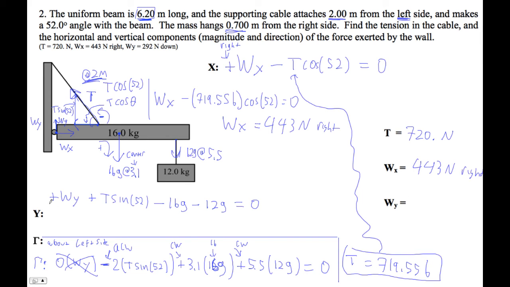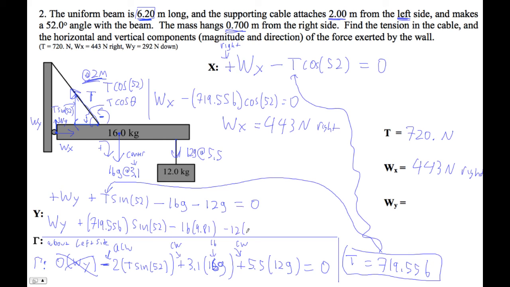Okay, so now let's figure out what the wall is in the y direction. So we go wall in the y plus, and then I can take that number and plug it in here, right? 719.556 sine of 52 minus 16 times 9.81 minus 12 times 9.81 equals 0. All right, here we go.